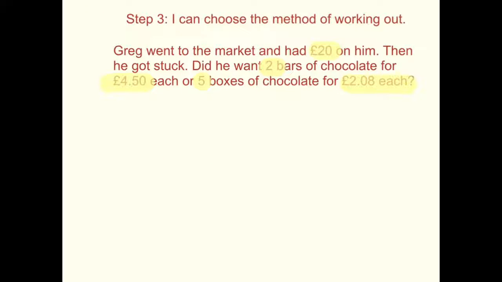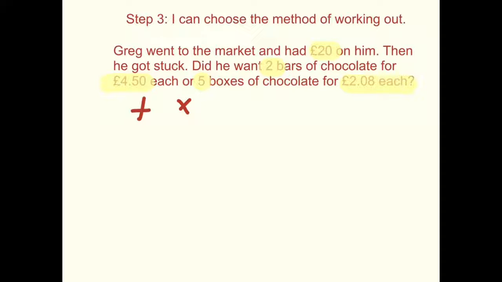Step 3. I can choose the method of working out. Right, so what this step is basically asking you to do is to choose how you would like to work this out. We know straight away that this problem is either going to involve some adding or some multiplying. And we have got a bunch of different skills for each. We know the concrete method of adding and multiplying, we know the pictorial, and we also know the abstract. So I'm going to choose the one that I feel most comfortable using. So the first problem we've got to work out is, did he want 2 bars of chocolate for £4.50 each, and how much did that cost him altogether?